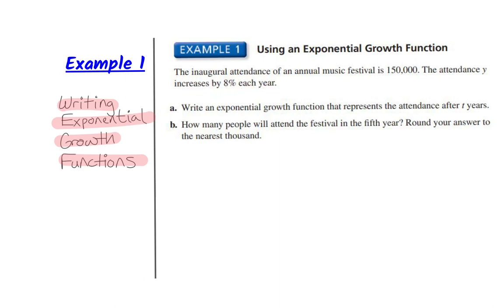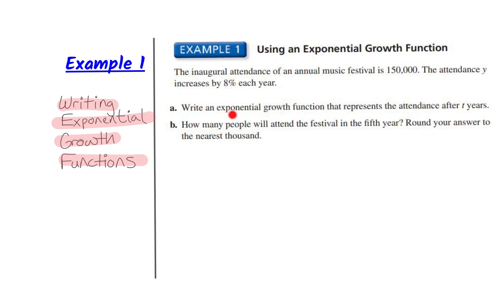Okay, so we see some big stuff in here. We see the typical number of guests that went to this festival. We see that the attendance we're going to denote with the letter y. And then we know that we're increasing our population to this music festival by 8%. So this is going to be a growth function. So you should be visualizing that if we are graphing, this is going to be growing.